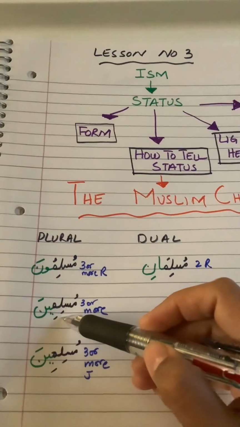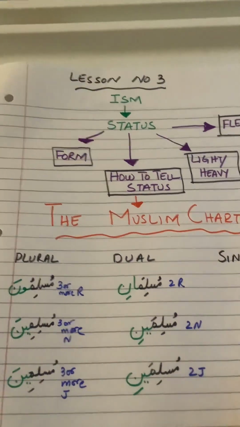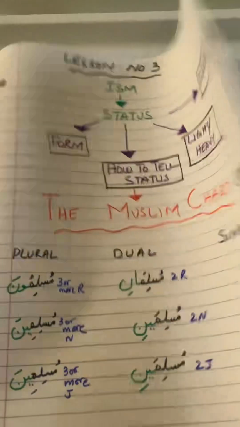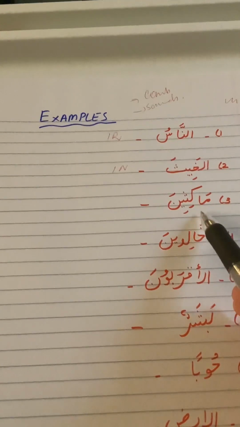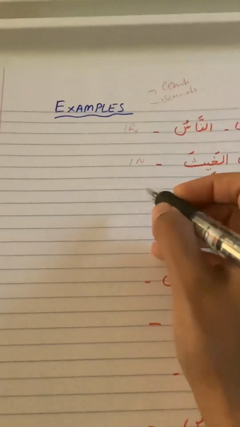Ina is from the third column. Muslimina. That means that this word is three nasb or jar. Ma kisina is three nasb or jar.